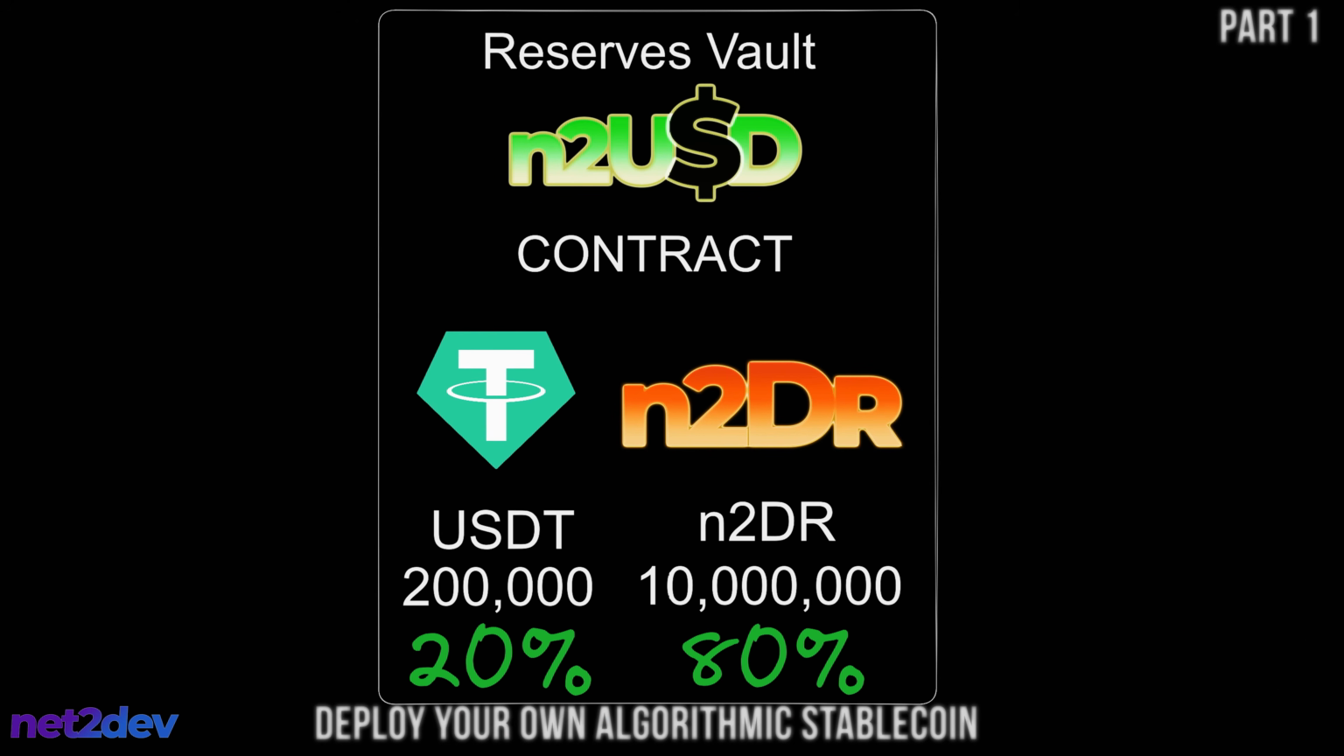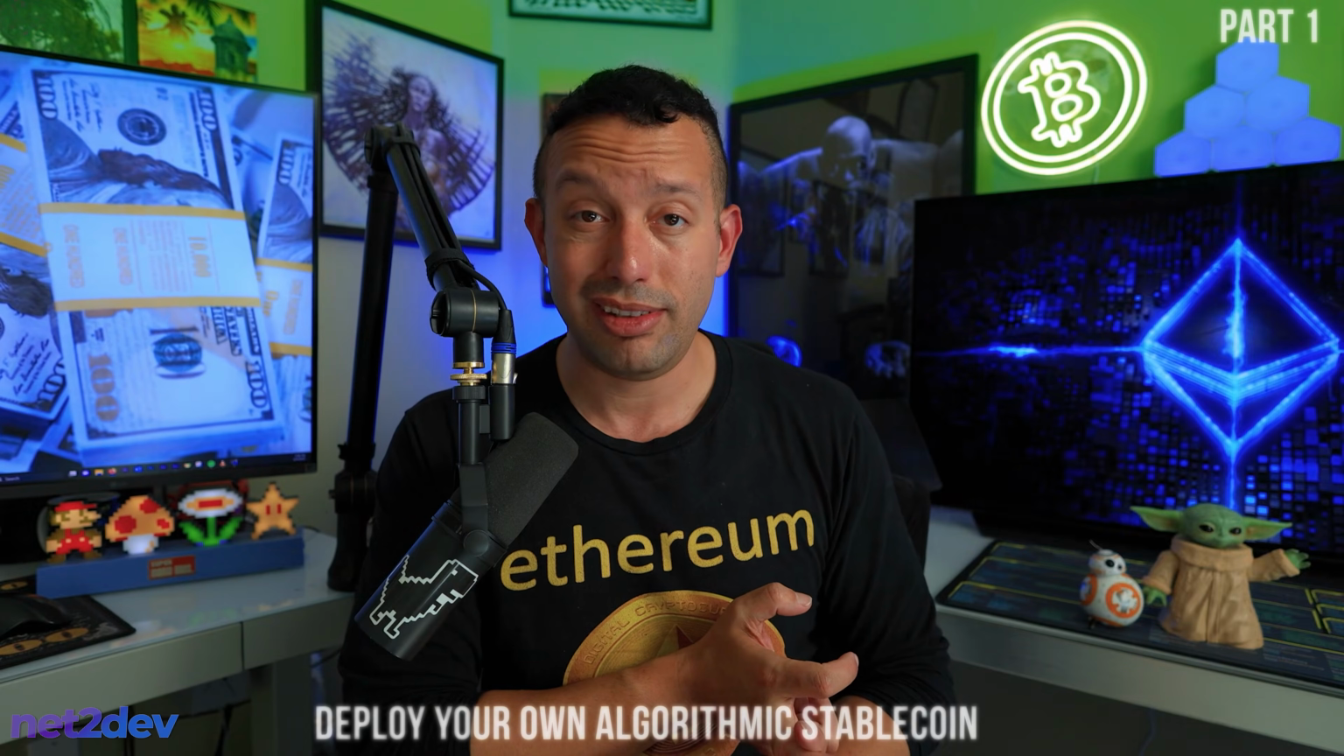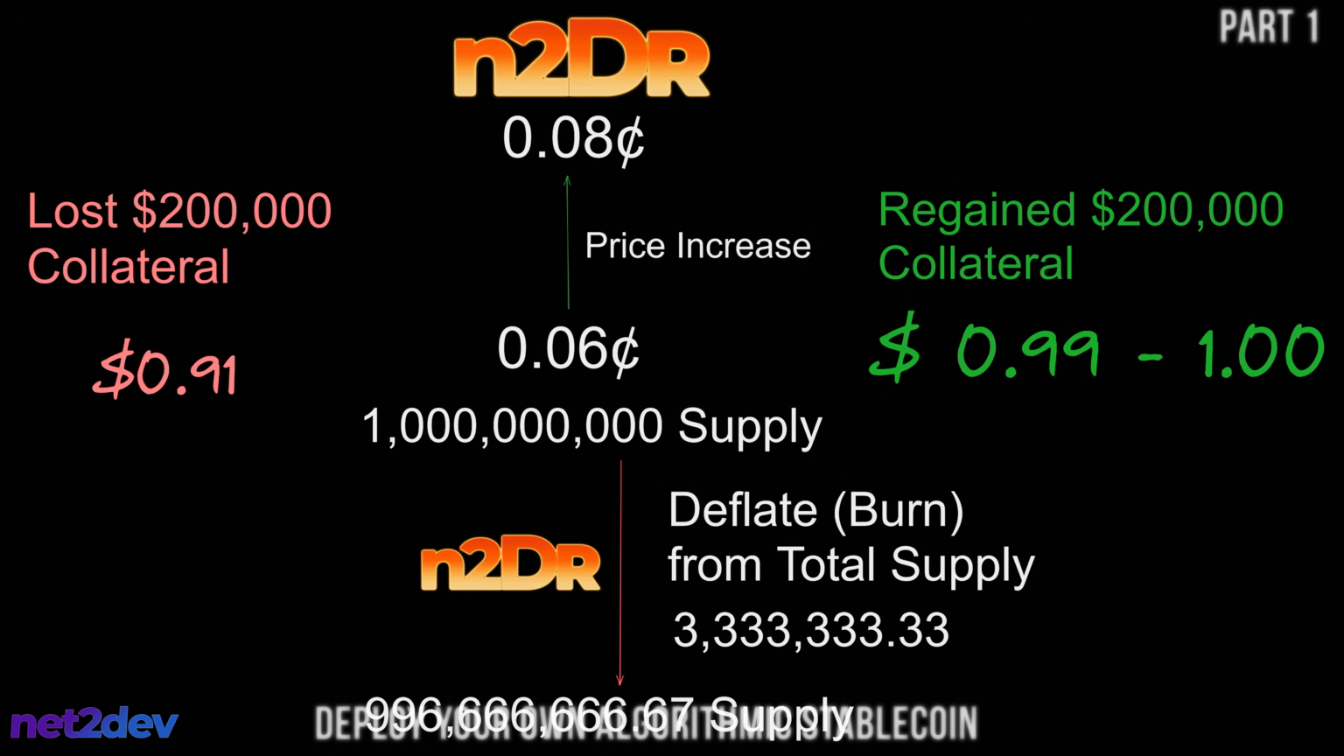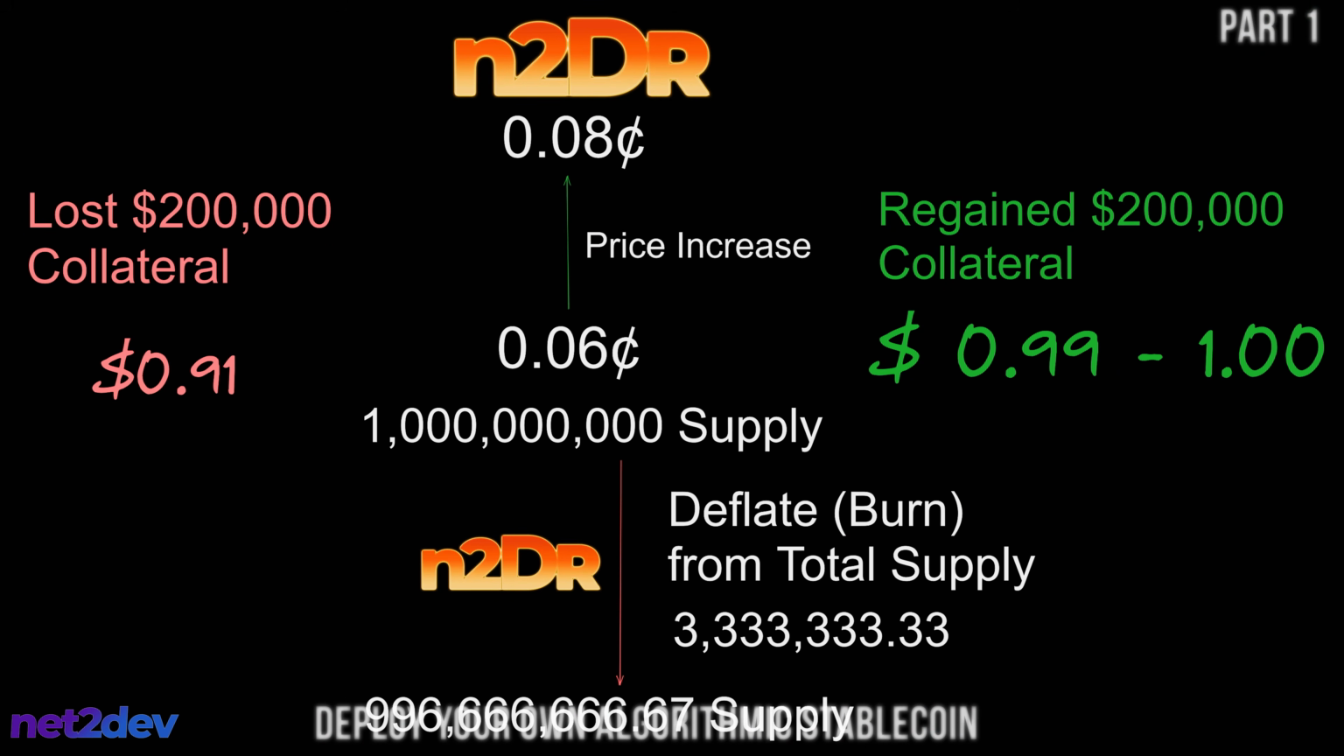We did not have to touch the reserves. We did not have to burn the N to USD token. All we had to do is work with the utility token. We burned supply out of the utility token. We brought the price back up to 0.08, and the algorithmic stablecoin is back pegged 1-to-1 to the US dollar. Okay, so that is another way.